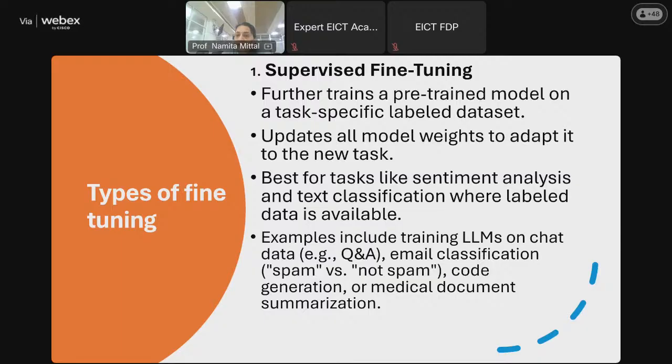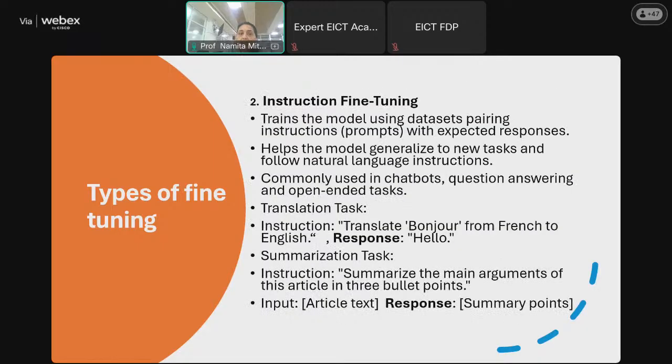Then we can include training LLMs on chat data like question answering, email classification, code generation, medical document summarization, but it is kind of supervised. It means we should have the data which is supervised already. The use case may be different, but the data must be of supervised learning. The second type of fine tuning is instruction fine tuning.